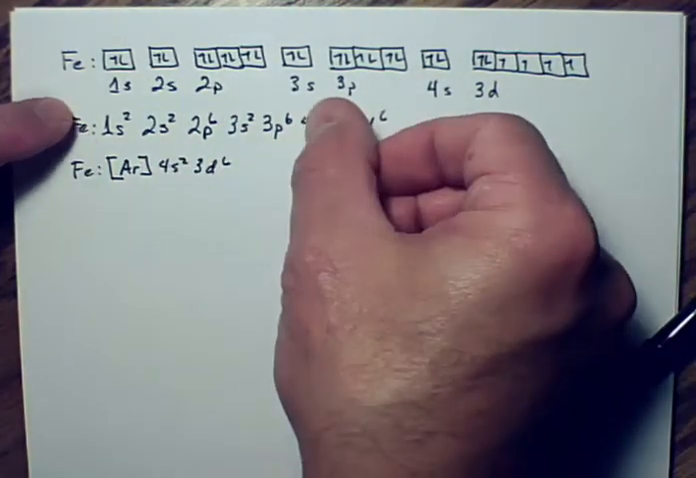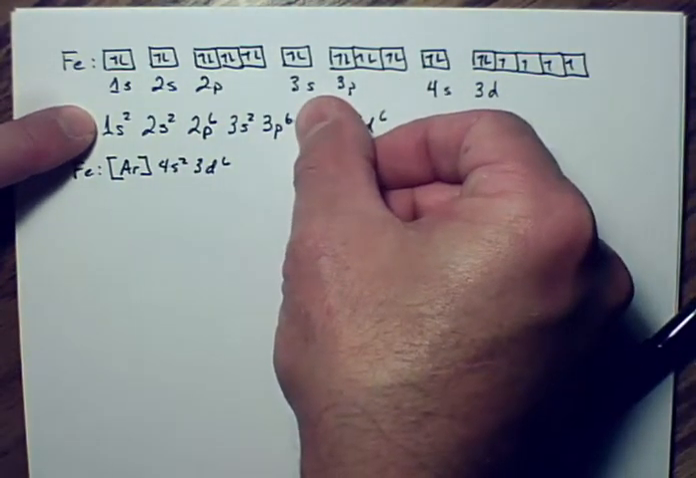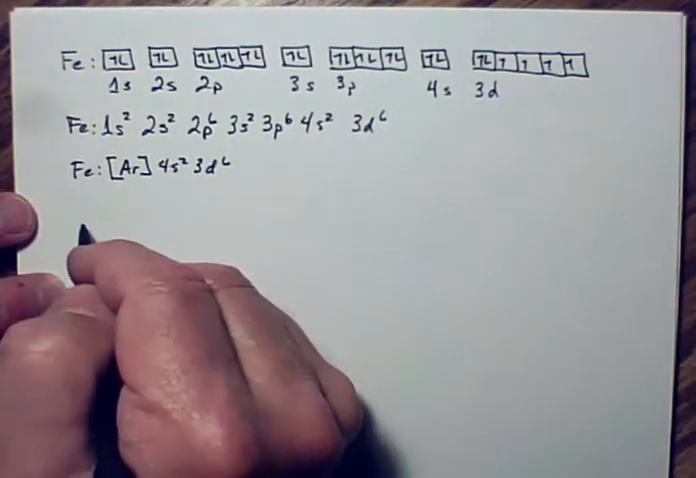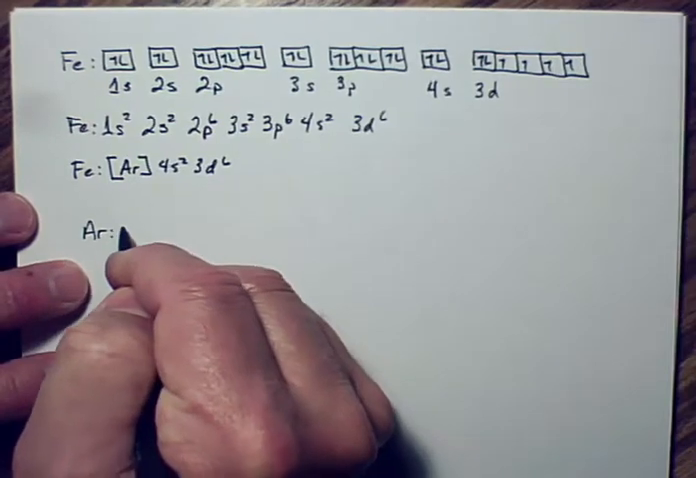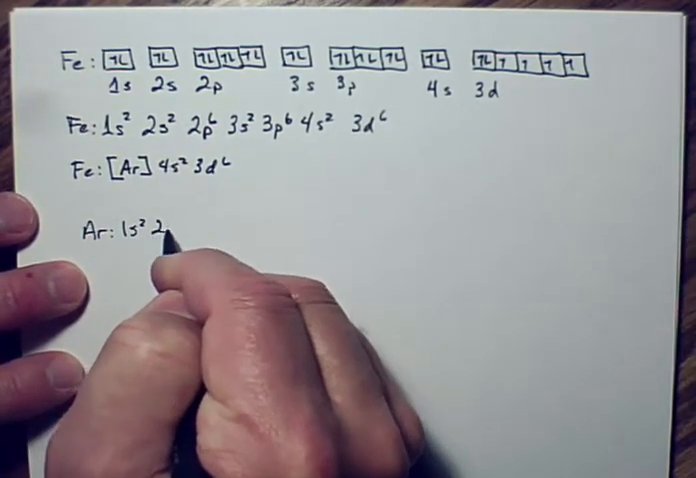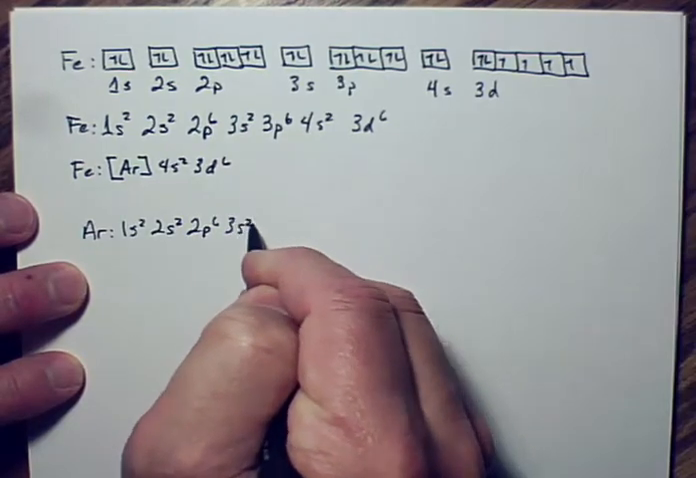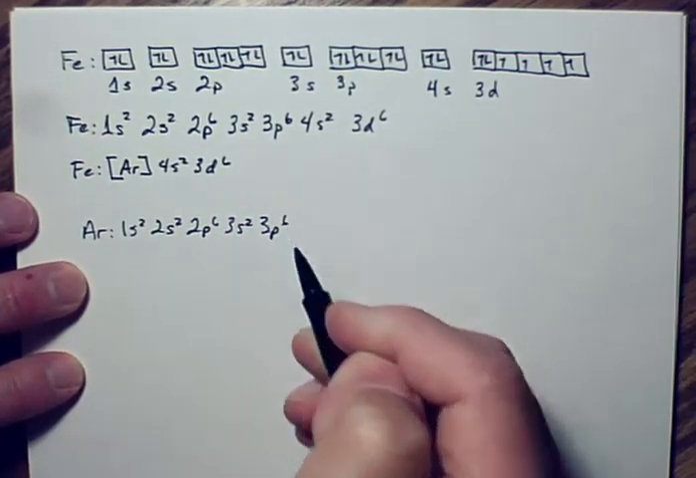Argon's electron configuration is this. If we were to write out argon's electron configuration, it would look just like that. It'd be argon, colon, 1s2, 2s2, 2p6, 3s2, and 3p6.